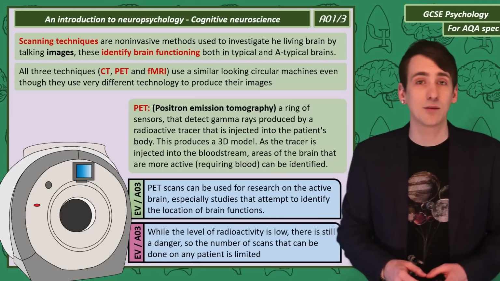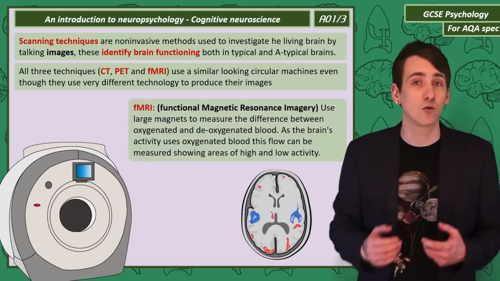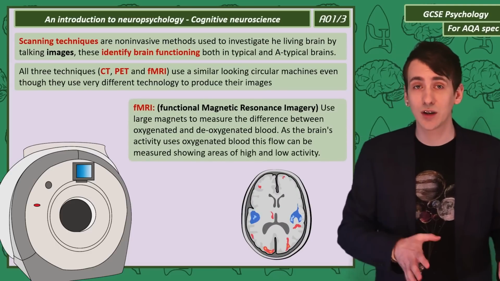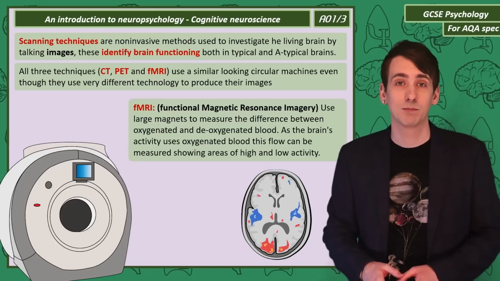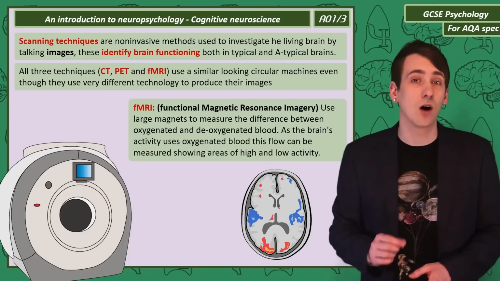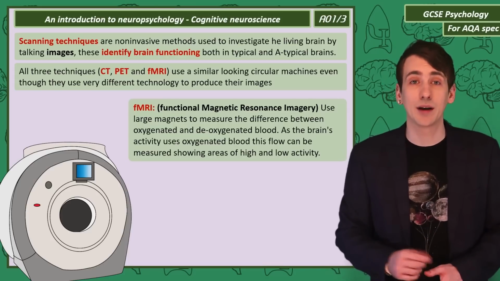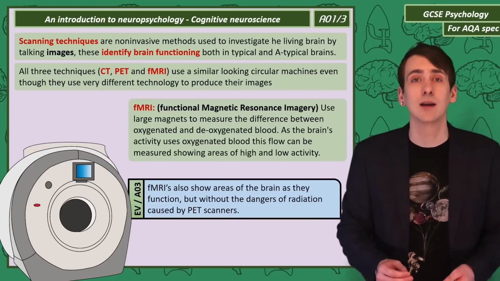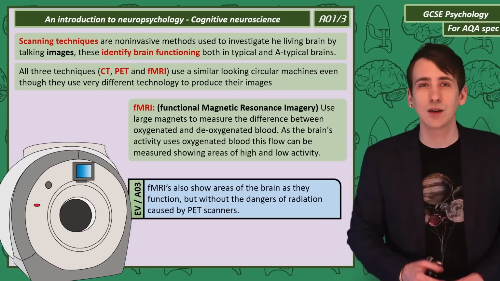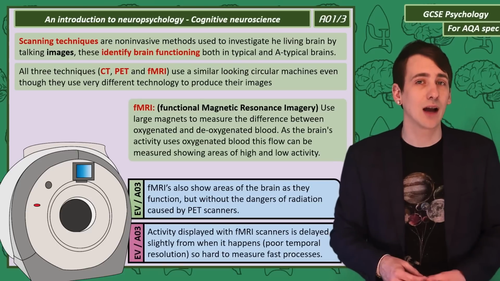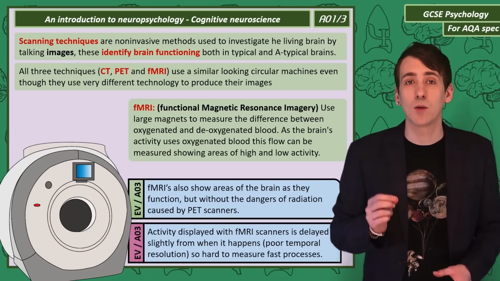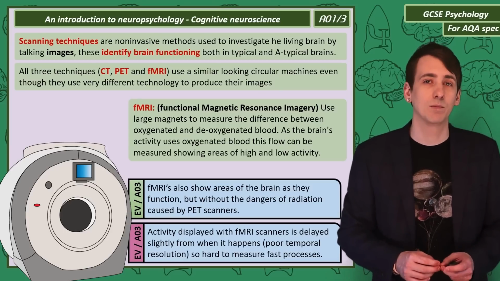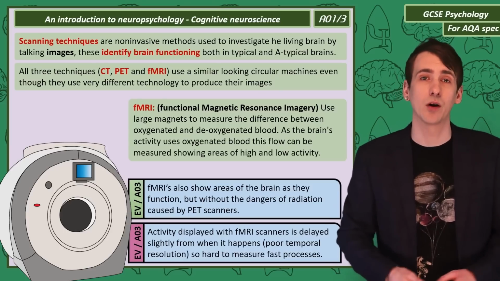The last scanner is the fMRI, standing for Functional Magnetic Resonance Imagery. This scanner uses large magnets to measure the difference between oxygenated and deoxygenated blood. As active brain regions need oxygenated blood, these areas show up in an fMRI scan. The advantages of fMRIs are that they show brain activity and they don't have the dangers of using radiation. But the downside of fMRI scanners is the images are slightly delayed from when the activity actually happens, meaning they have poor temporal resolution. This means it's hard to measure fast mental processes.